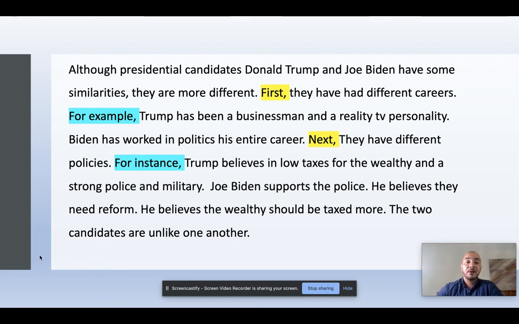Well, what we've done here is we have used order of importance words in order to introduce our major supporting details. So we see first and next introduce our major supporting details. We've then used those illustrative words like for example and for instance in order to introduce our minor supporting details. But something is still missing. When you read that last sentence, the closing sentence, it's almost like, oh yeah, I forgot. We were talking about what made these individuals different.